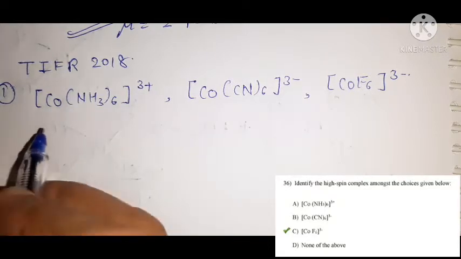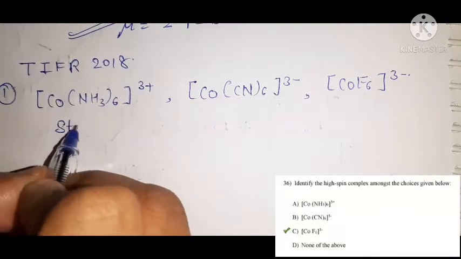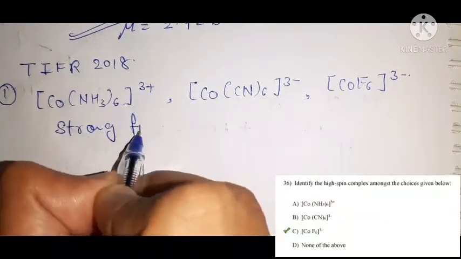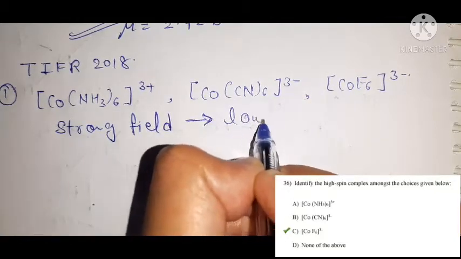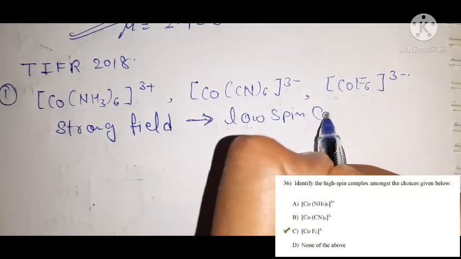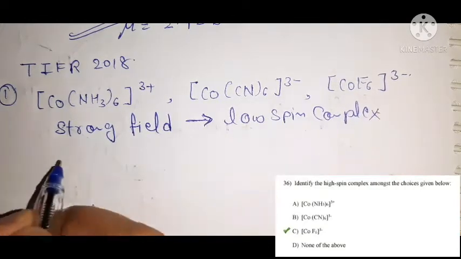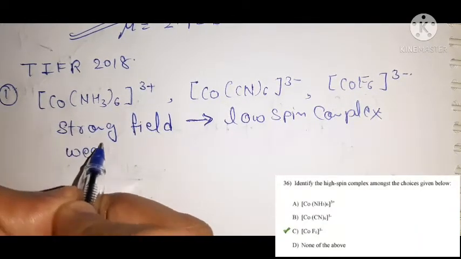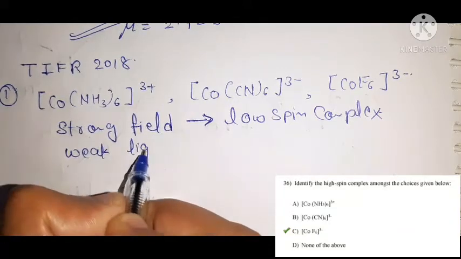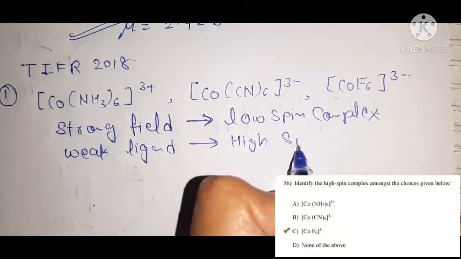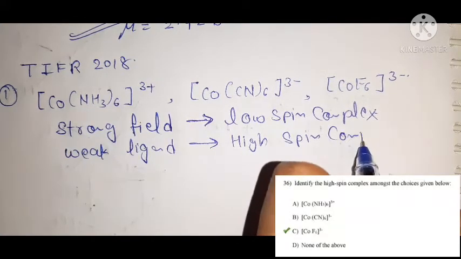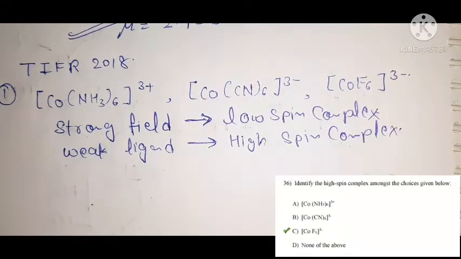So when there is a strong field ligand present in your complex, the complex will be a low spin complex. But in the presence of a weak field ligand, the complex will be a high spin complex. That means in the case of a strong field ligand, inner d orbitals are used in complex formation, and in case of a weak field ligand, outer d orbitals are used in complex formation.